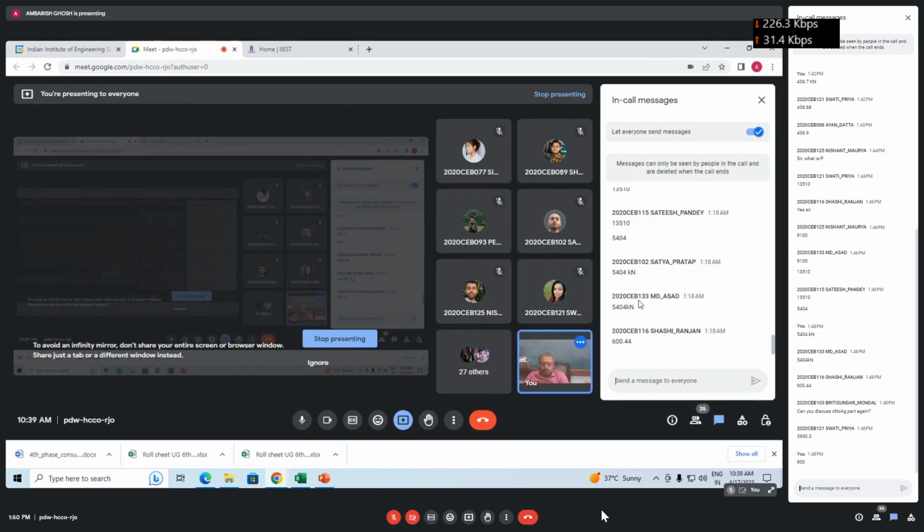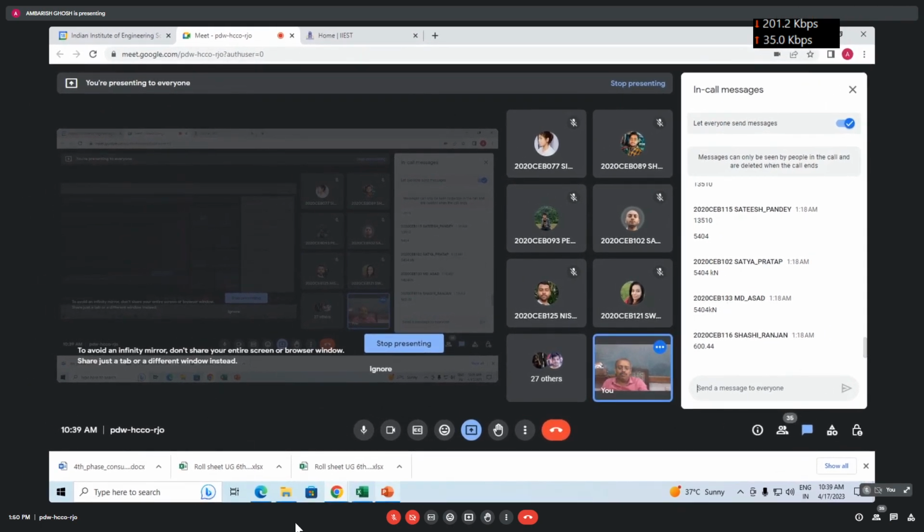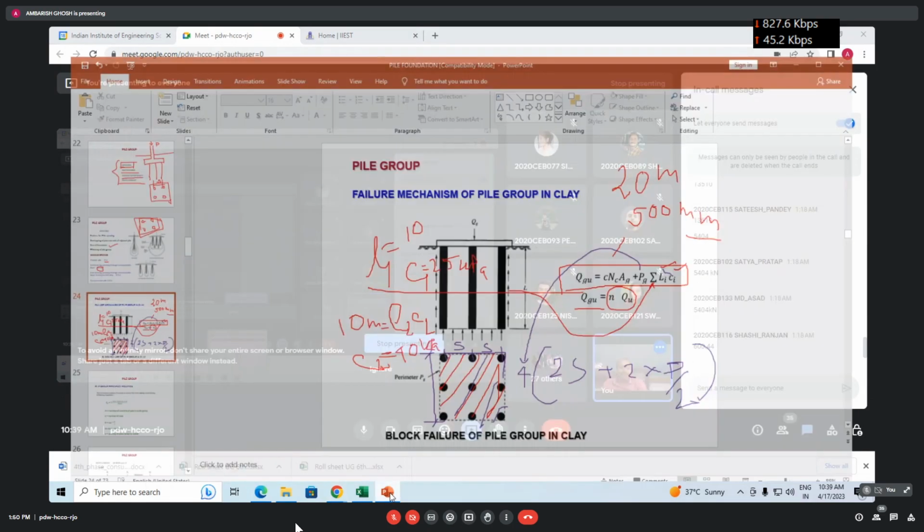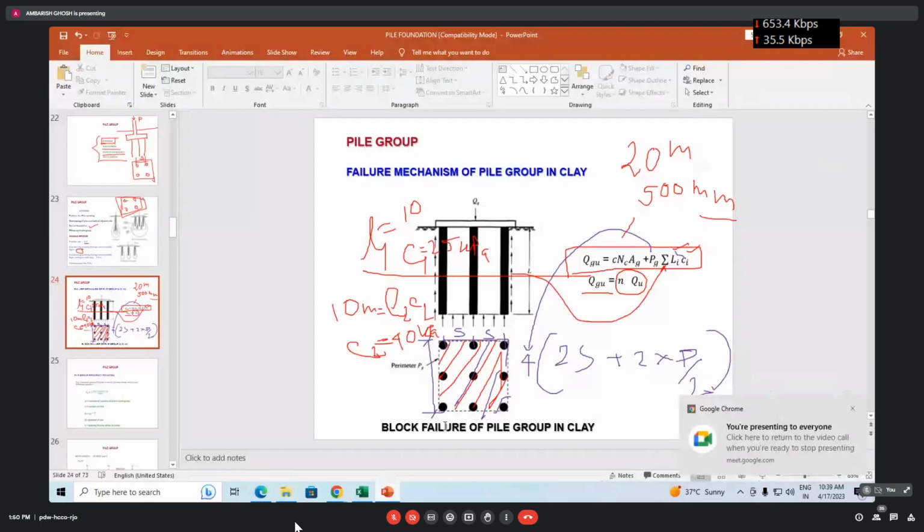Okay. So now you can see the block failure is giving more, the individual pile is giving less, isn't it? Whenever you are considering individual pile, the capacity is coming less, but in a block failure, the capacity is more. So the individual pile failure is governing the group efficiency here. So now you can calculate from both the block failure mechanism as well as individual pile. Am I correct?